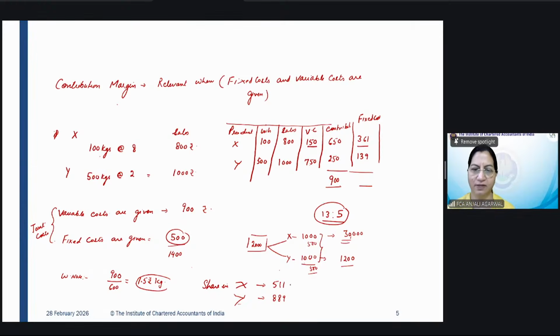If you would have taken some 800 minus 511 is profitable and 1000 minus 889 is also profitable, right? So this is the way in which you can allocate the fixed cost amongst the two products using contribution margin approach. This method is applicable when you have variable costs as well as fixed costs.